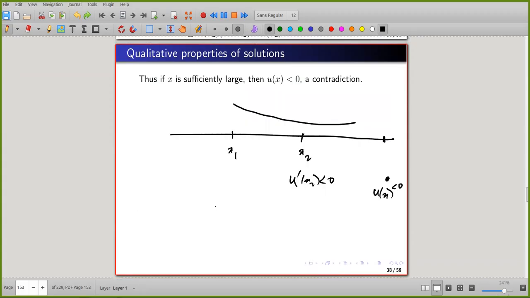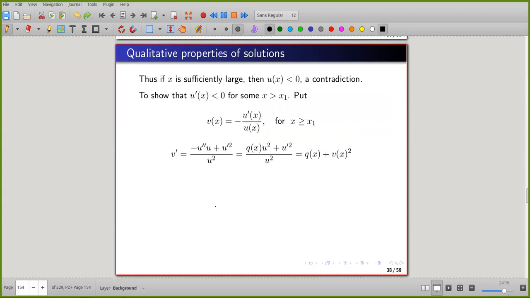So let's prove that. To show u dash x is strictly less than 0 for some x greater than x1, we put v of x equal to minus u dash x by u of x. So we look at this region. This is okay because u of x is never vanishing on x greater than or equal to x1. So we put v of x equal to this function, and v dash we can compute satisfies this. V dash is equal to minus u double dash by u plus dot dot, and minus u dash squared by u squared. So this is equal to this.